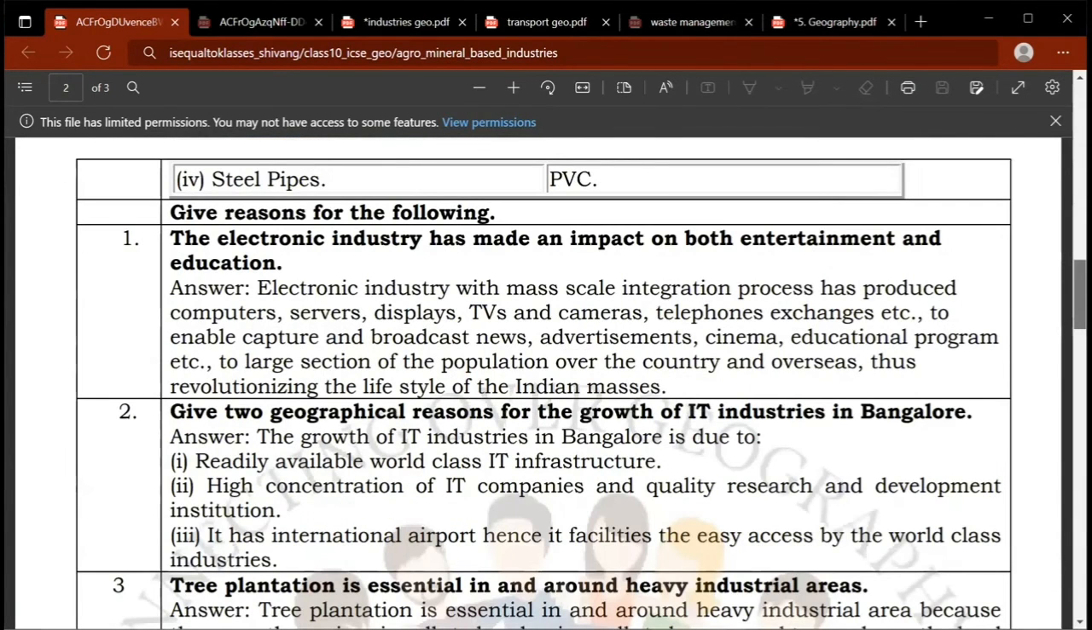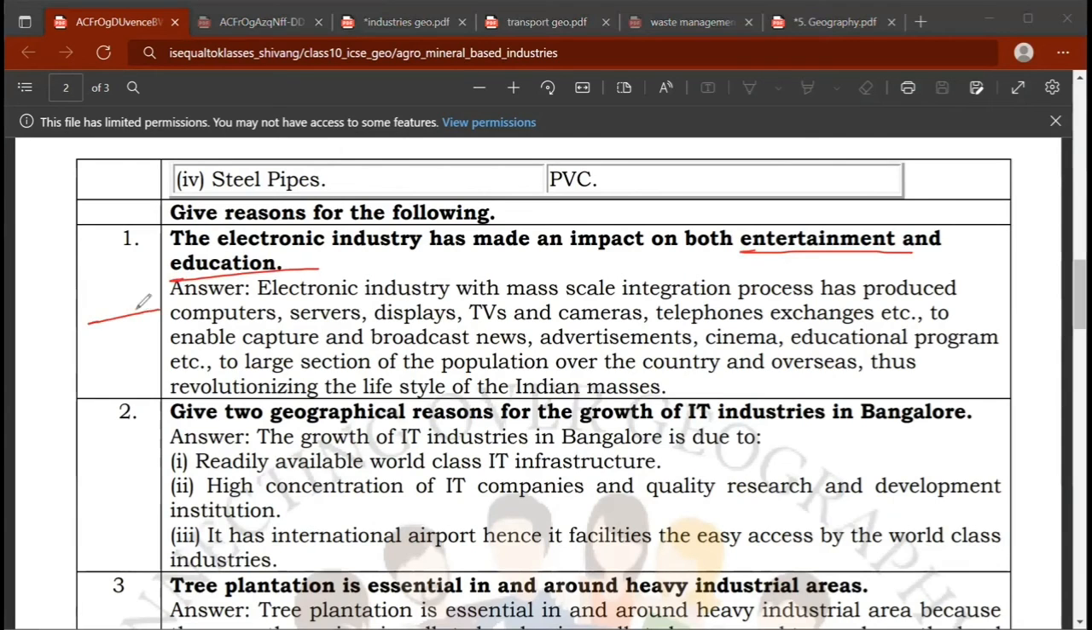Give reasons for the following. The electronic industry has made an impact on both entertainment and education. Electronic industry with mass-scale integration processes produce computers, servers, displays, TVs, and cameras, etc. to enable capture of broadcast news, advertisements, cinema, educational programs, etc. to a large section of the population over the country and overseas, thus revolutionizing the lifestyle of the Indian masses.